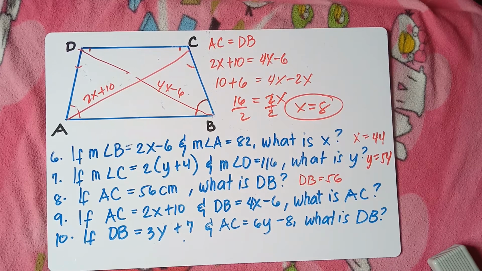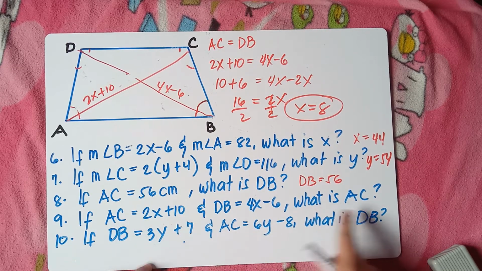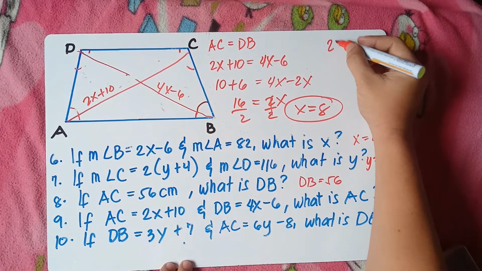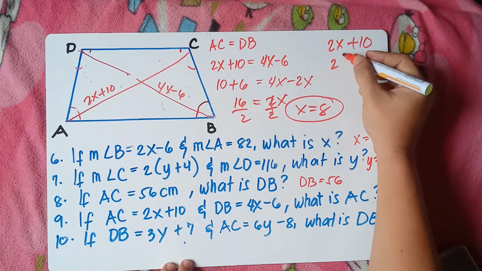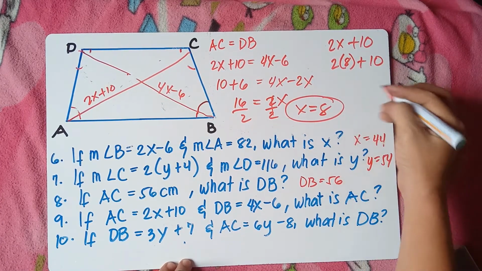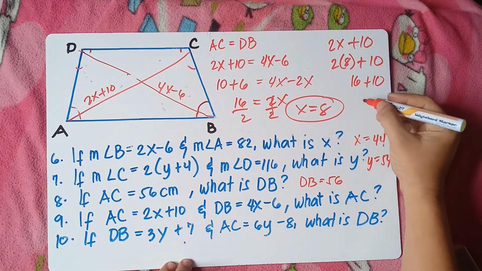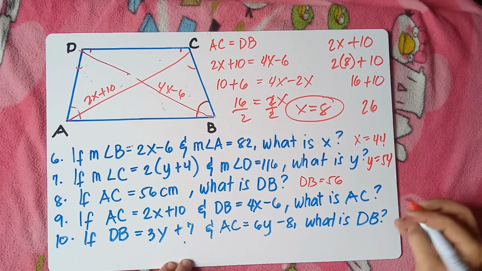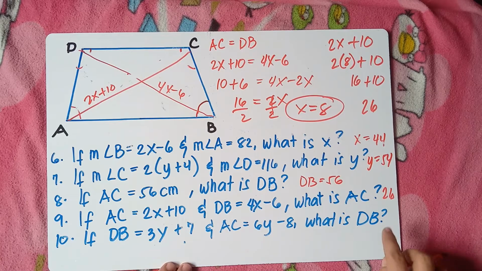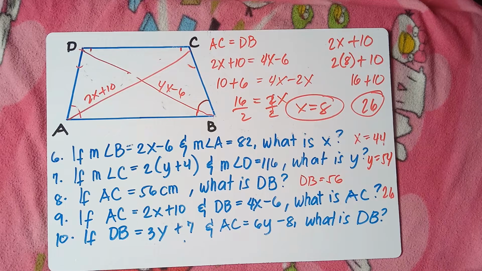X equals 8, but you're not yet done since you are told to find the side. You are told to find AC, and AC is 2x plus 10. Substitute 8 in this equation. So 2x plus 10, 2 times x is 8, plus 10. So 2 times 8, that is 16, plus 10. So 16 plus 10, that is 26. So this AC is 26. So that's our answer. AC is 26.